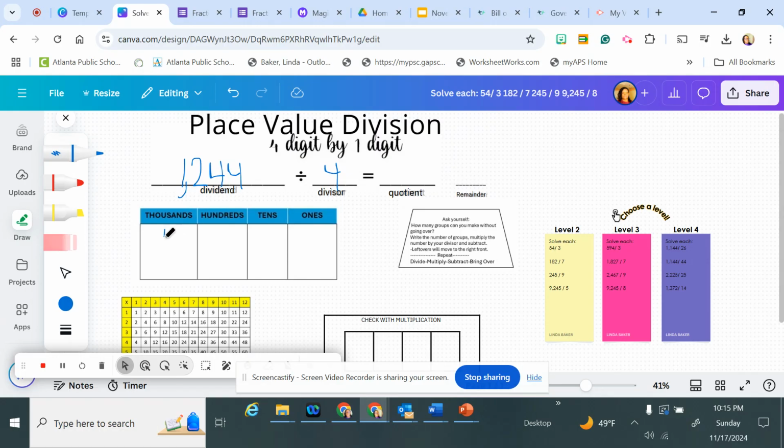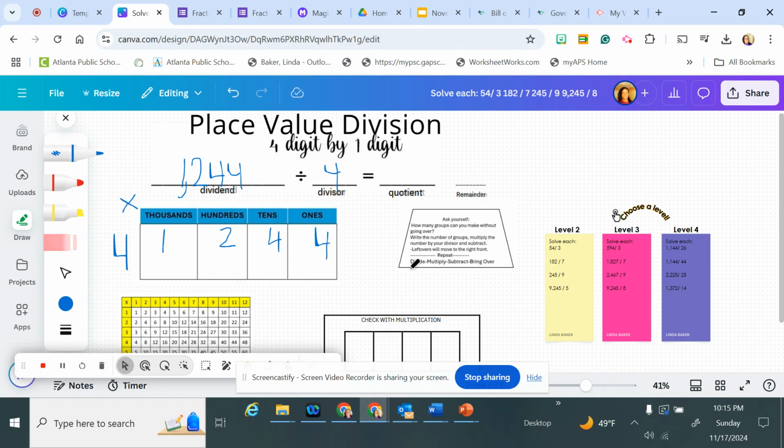So I'm going to put the 1 in the thousands place, the 2 in the hundreds place, the 4 in the tens place, and then the last 4 in the ones place. All right. So since I'm dividing by 4, I'm going to put the 4 on the outside. And I know when I'm dividing, in order to check later, whatever I get up here, I'm going to have to multiply. So I'm going to go ahead and put this multiplication symbol here.